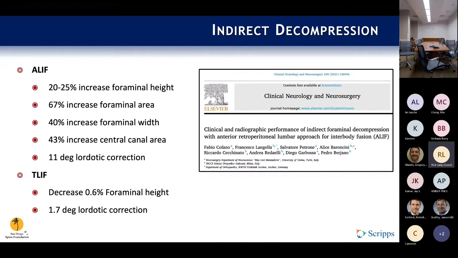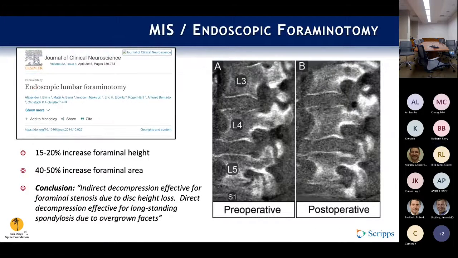They compared that to TLIF and found that in TLIF, they actually found a decrease of almost 0.5% in foraminal height and only about a 1.7 degree lordotic correction. So showing the power of ALIF or bilateral compared to TLIF for your foraminal decompression.